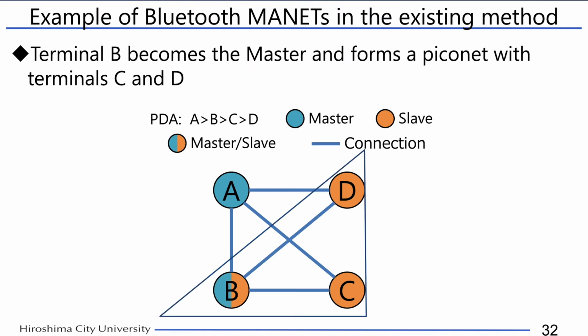Therefore, terminal B forms the second piconet with itself as the master. In the same way, by establishing a connection between terminals C and D, a third piconet with terminal C as the master is formed. In this way, loops are formed by the existing method.